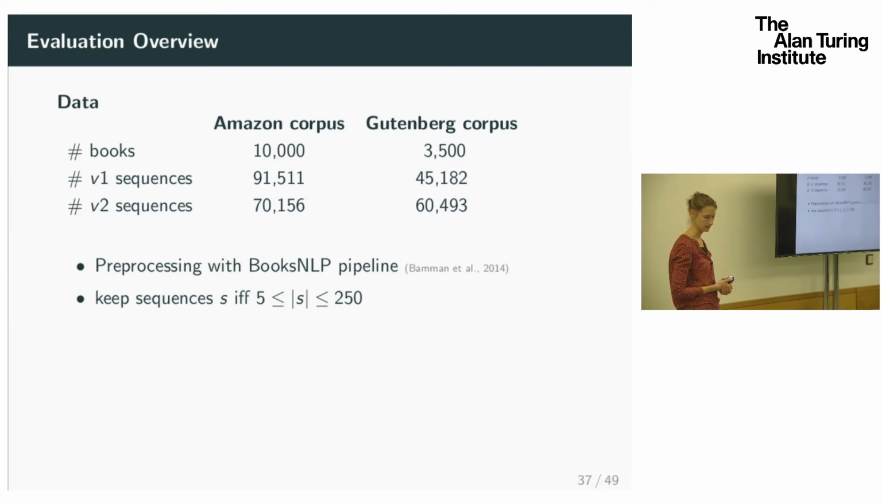We pre-process all our books using the Books NLP pipeline, which allows us to do named entity disambiguation, some part of speech tagging, and so on. And this is particularly developed for large texts. And we do some filtering. We only keep sequences of character mentions and sequences of character pair mentions, which are neither too short nor too long, because the too short ones are probably not important characters in the book, and the too long ones are probably due to pre-processing errors.